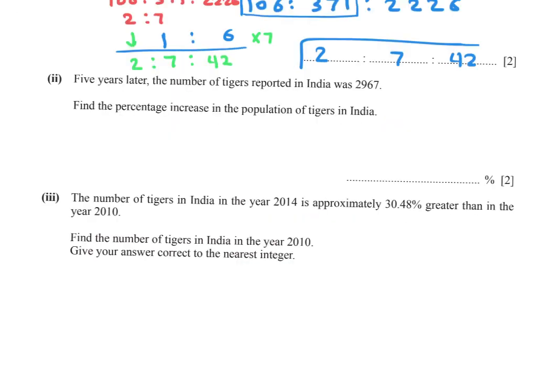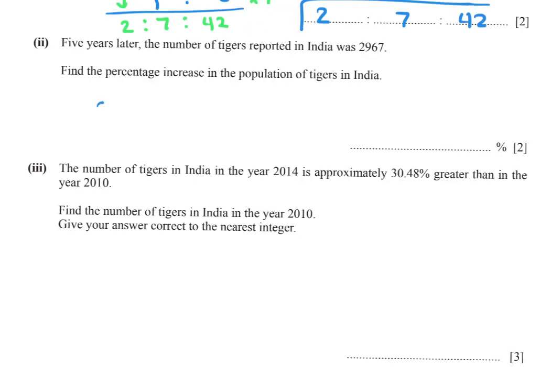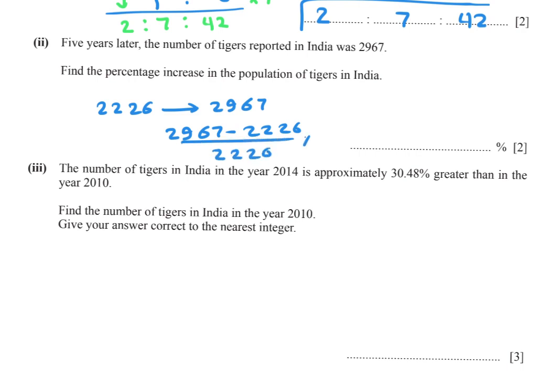Part ii. 5 years later, the number of tigers reported in India was 2,967. Find the percentage increase in the population of tigers in India. So now 2,967. Before 5 years, it was 2,226. To find the percentage increase, find the increase over the original times 100. To find the increase, you have to subtract 2,967 minus 2,226, divide by the original, which is 2,226, and multiply by 100 to get the percentage increase. The answer is 33.3 to 3 significant figures.